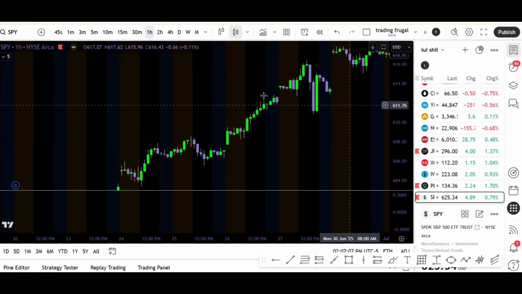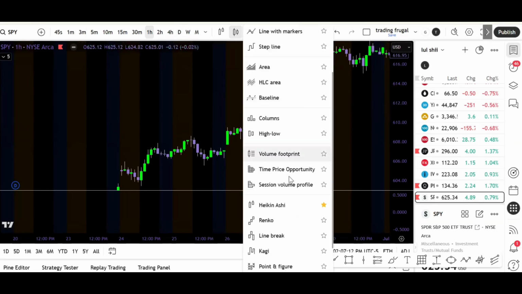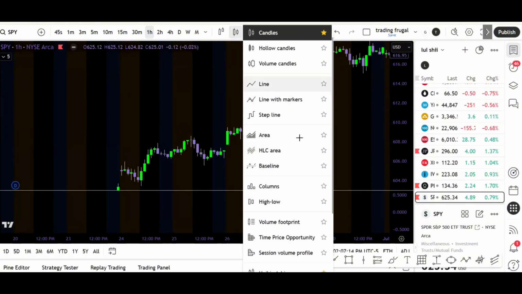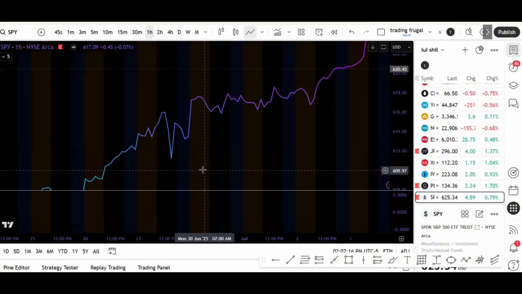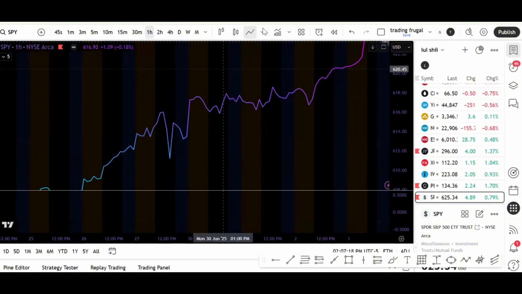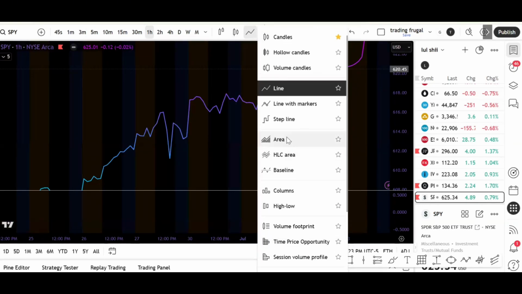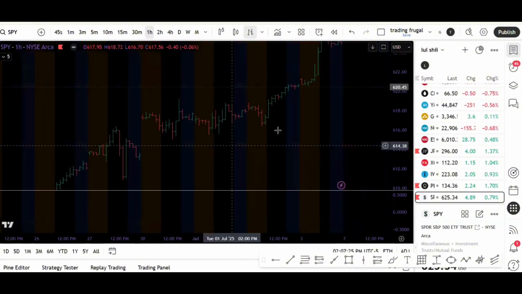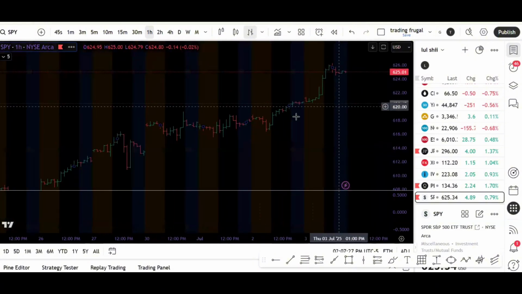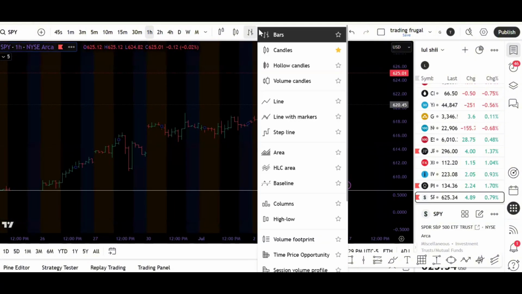Common chart types. You have your line charts, which you can use. These are the types of charts on TradingView. A line chart would look like this. Then you have your bar chart. The bar charts, they look like this. I'm sorry, the line chart is simple lines for closing price. Bar charts are old school. They show open, high, low, close.